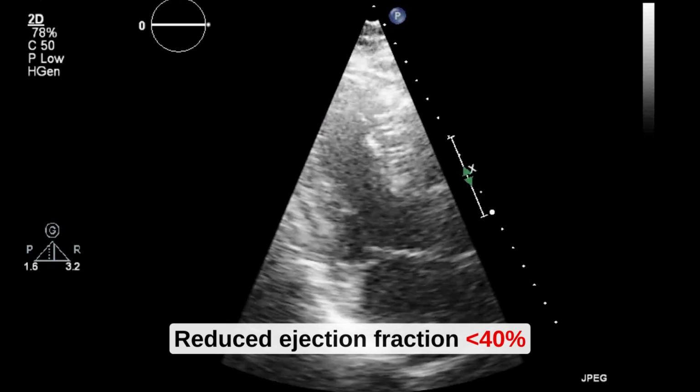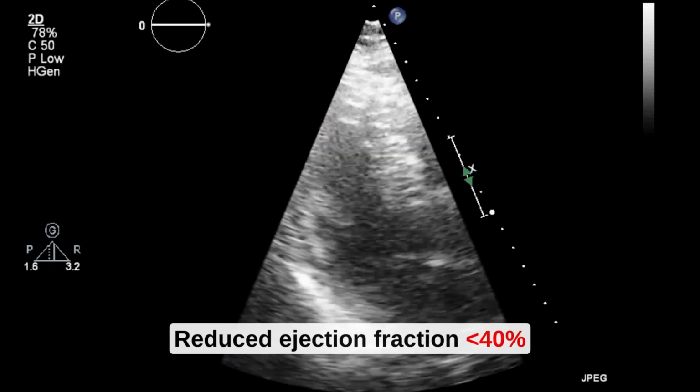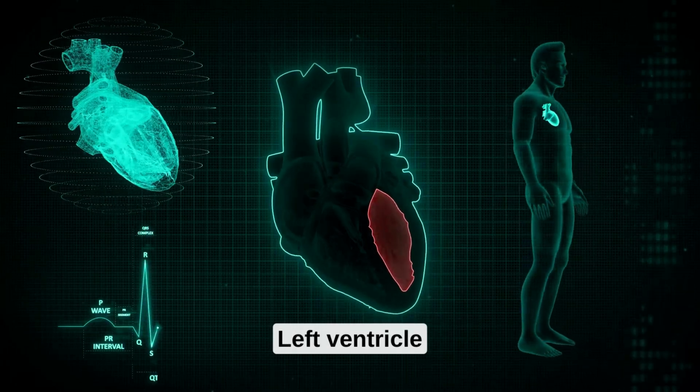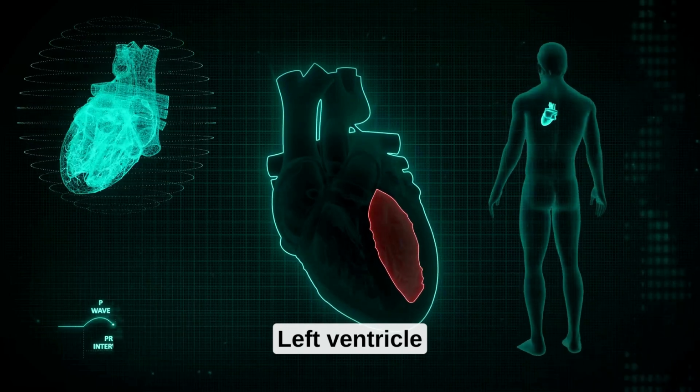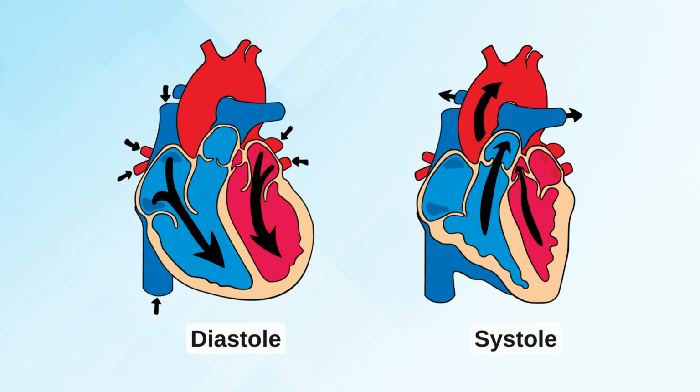Then what we see also is that the ejection fraction, as we said, is less than 40%, but we also see the diameter of the left ventricle in the end diastolic part, and the diastolic phase, meaning we have a systole and a diastole.